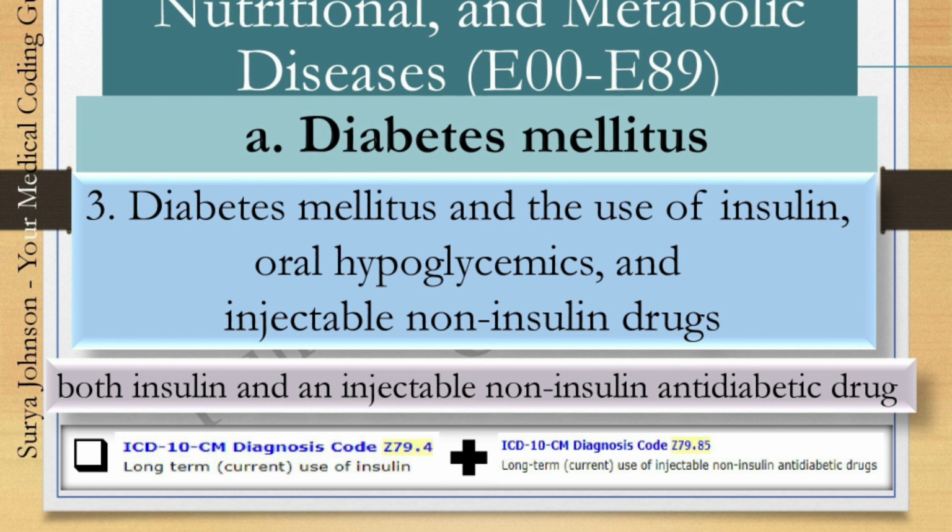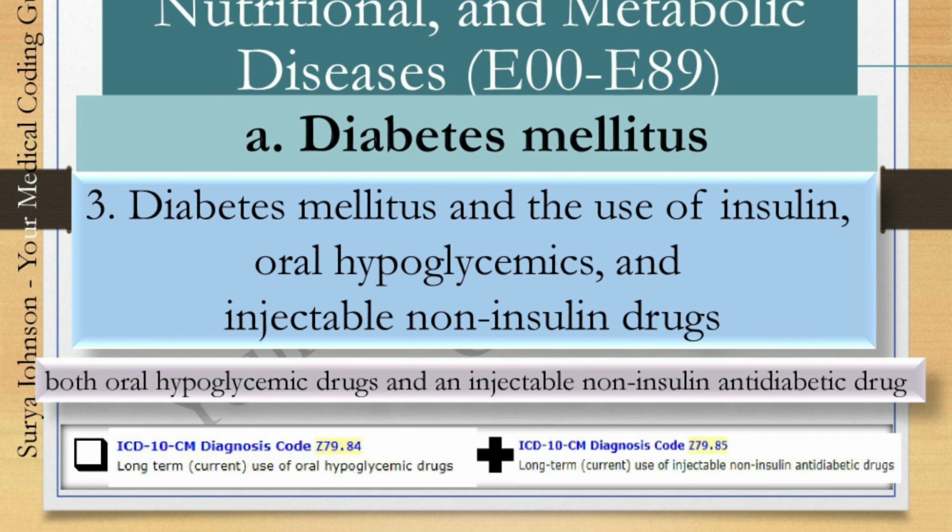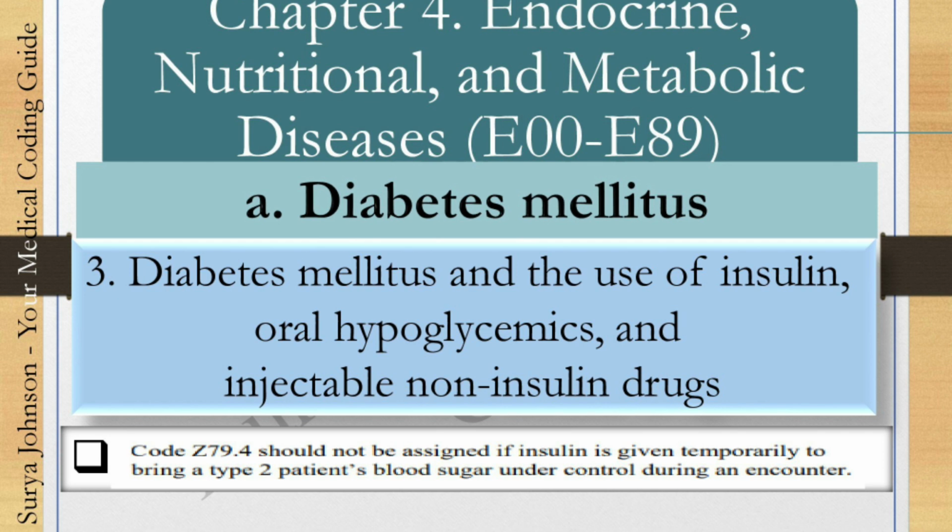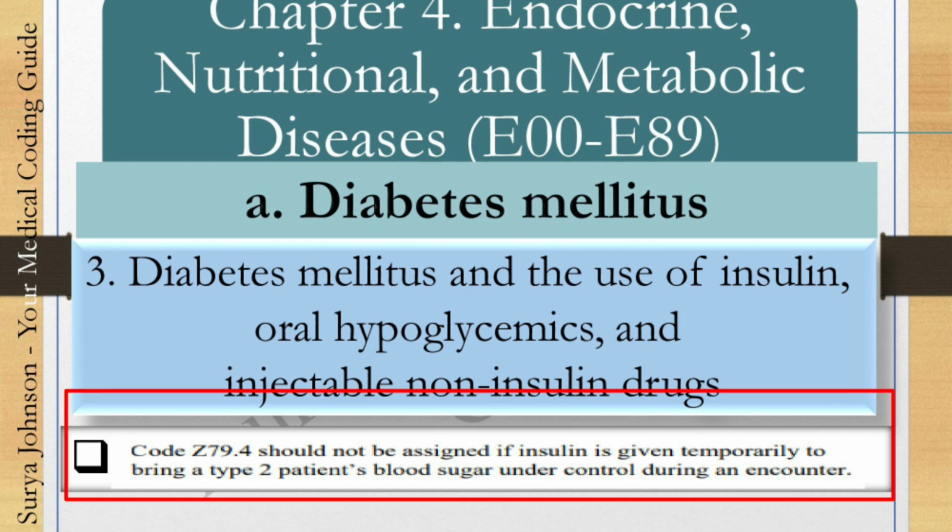Under the same scenario, we have the oral hypoglycemic drugs and an injectable non-insulin anti-diabetic drug. Code the codes accordingly. In this scenario, you will code Z79.84 and also Z79.85. However they are documented, you should be capturing all the medications, all the modes of medications they are taking. So that is the concept of this point 3. Don't get confused.